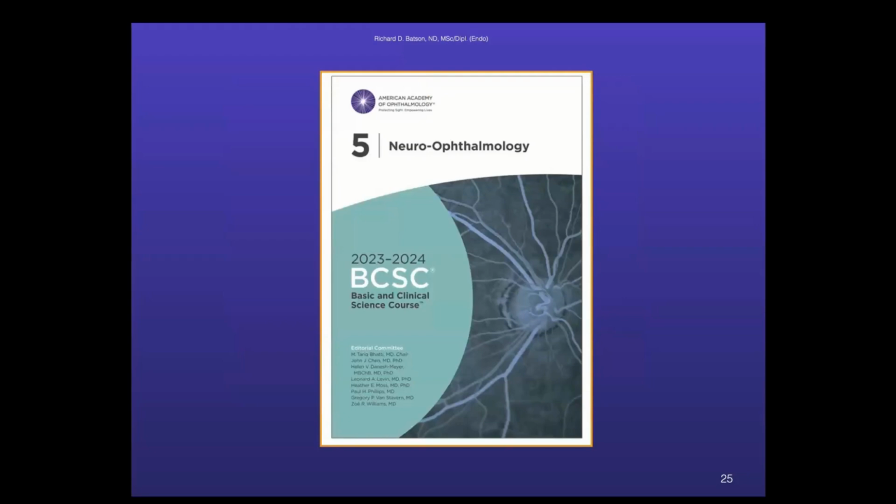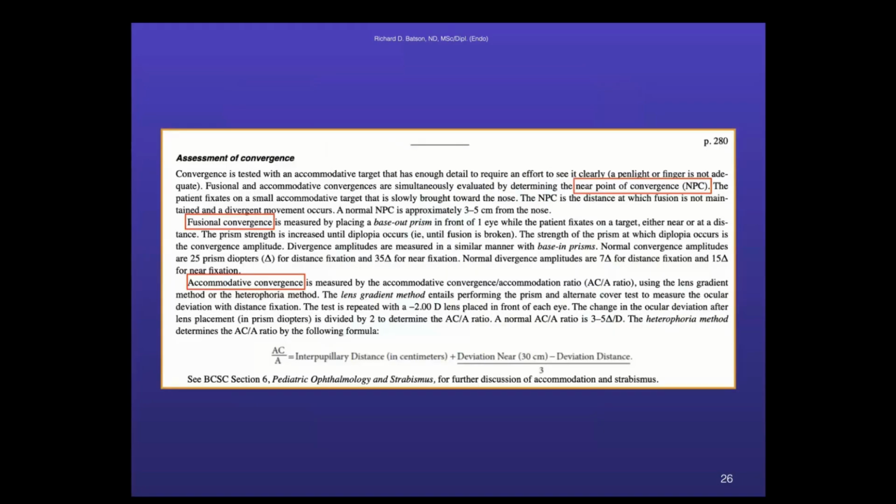Neuro-ophthalmology, remember, ophthalmologists are medical doctors in the track of neurology that do surgery. They have their own manual. So this is their take on assessment of convergence if you want to read it. There's a couple of points that I want to bring home from this reading. Convergence is tested with an accommodative target that has enough detail to require an effort to see it clearly. A pen light or a finger is not adequate. Notice that, because many of the studies will use a pen light or a finger. And what they're saying here is that an accommodative target requires that you activate the lens.